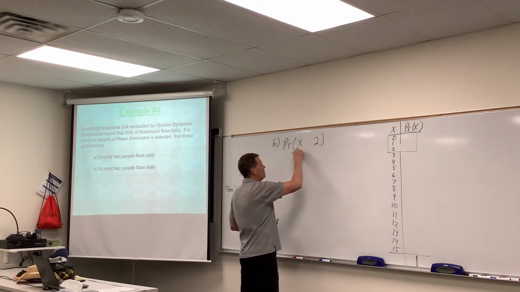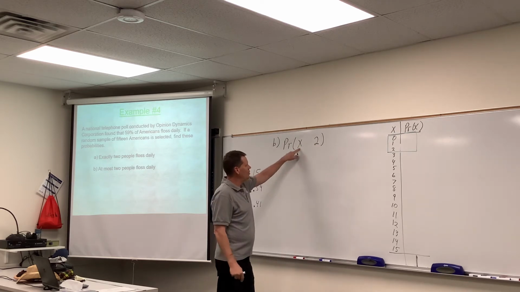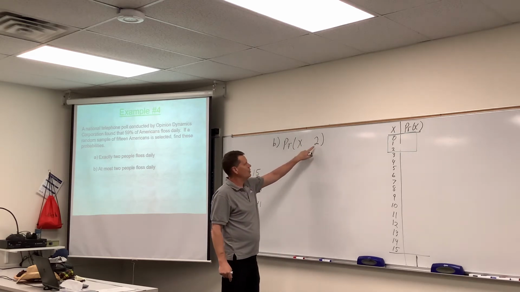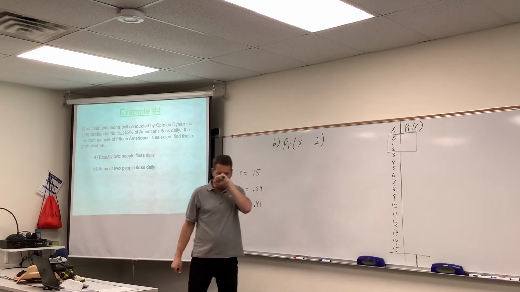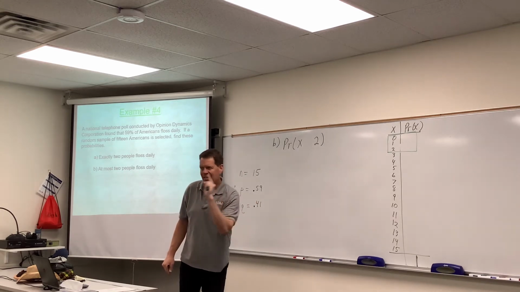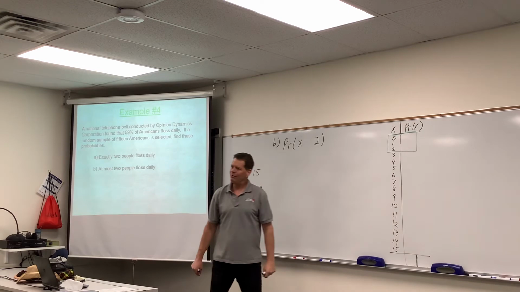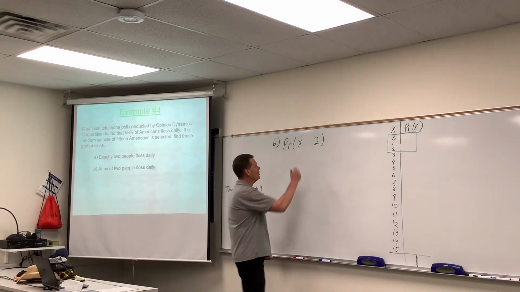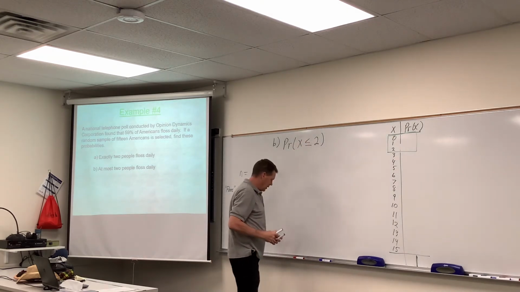So what math symbol would we use to say that the number of people who floss is at most 2? How about less than or equal to? Exactly. Mr. Salamander is very happy that you knew that. Less than or equal to 2, up to and including, all right?